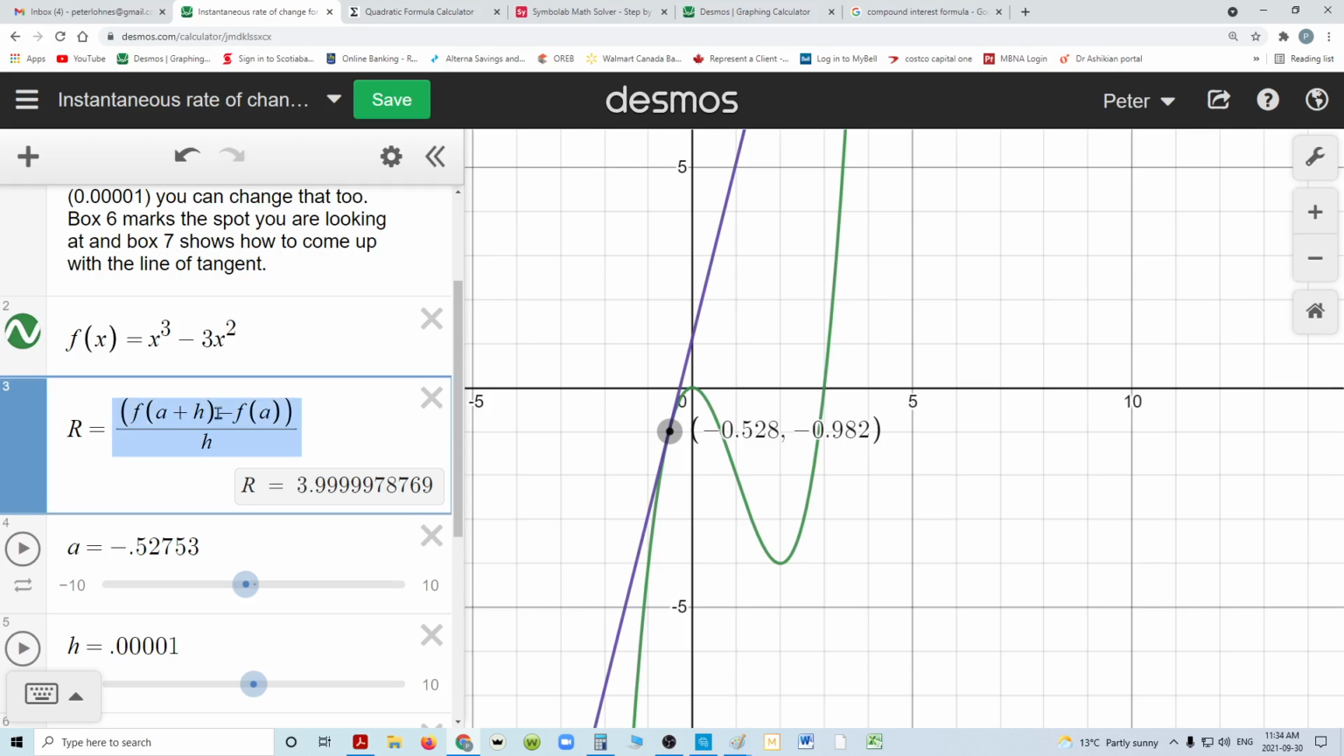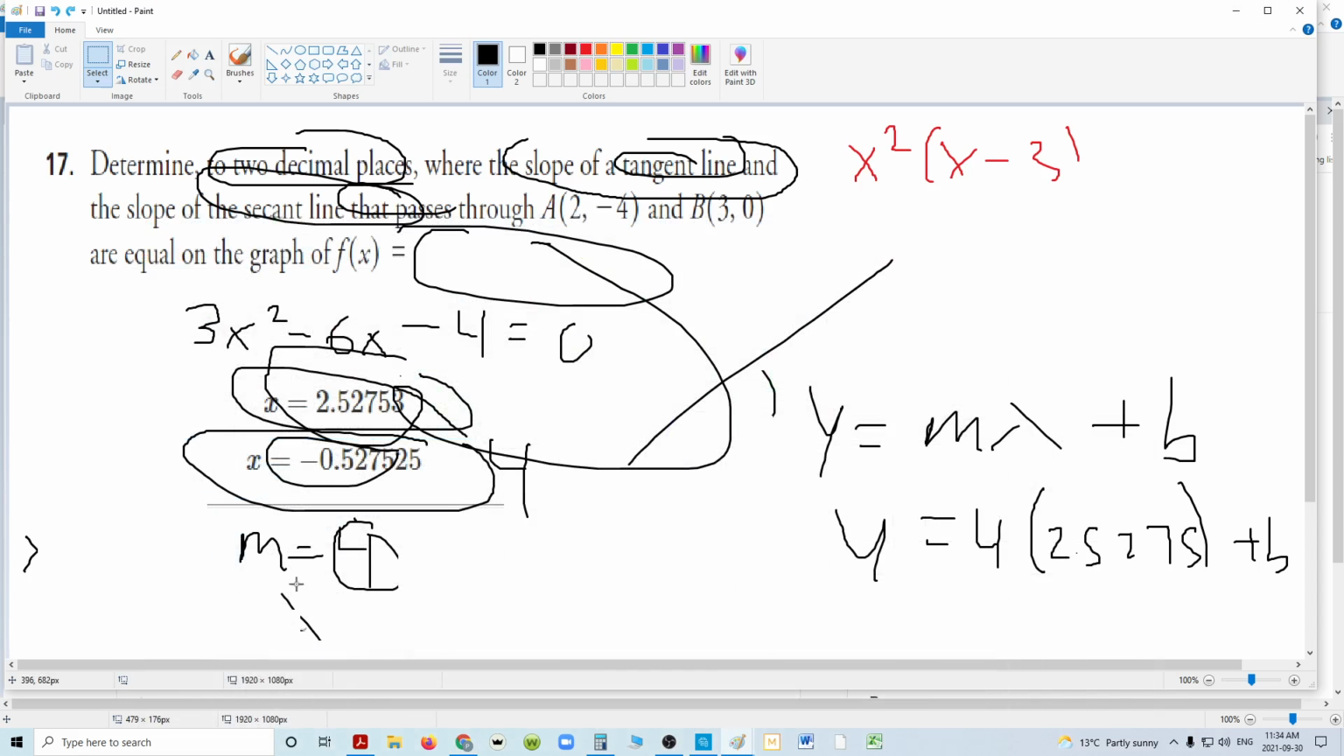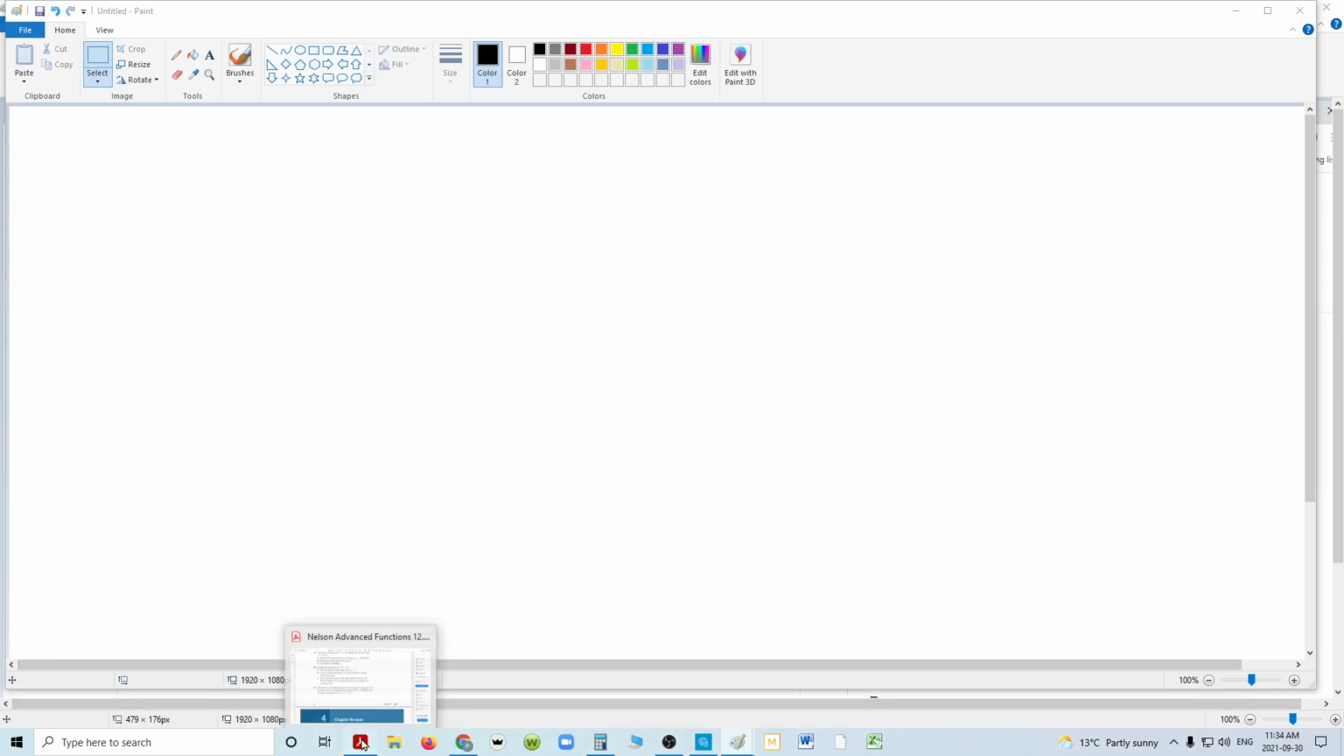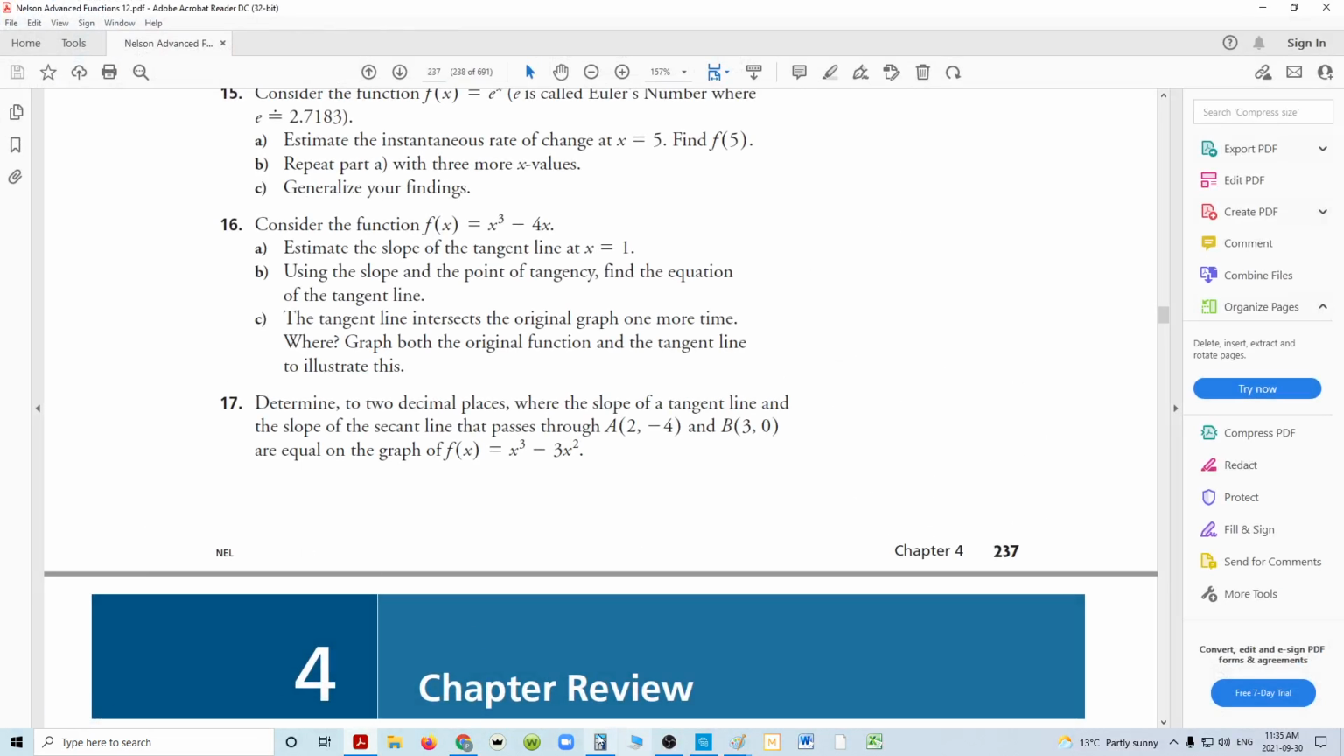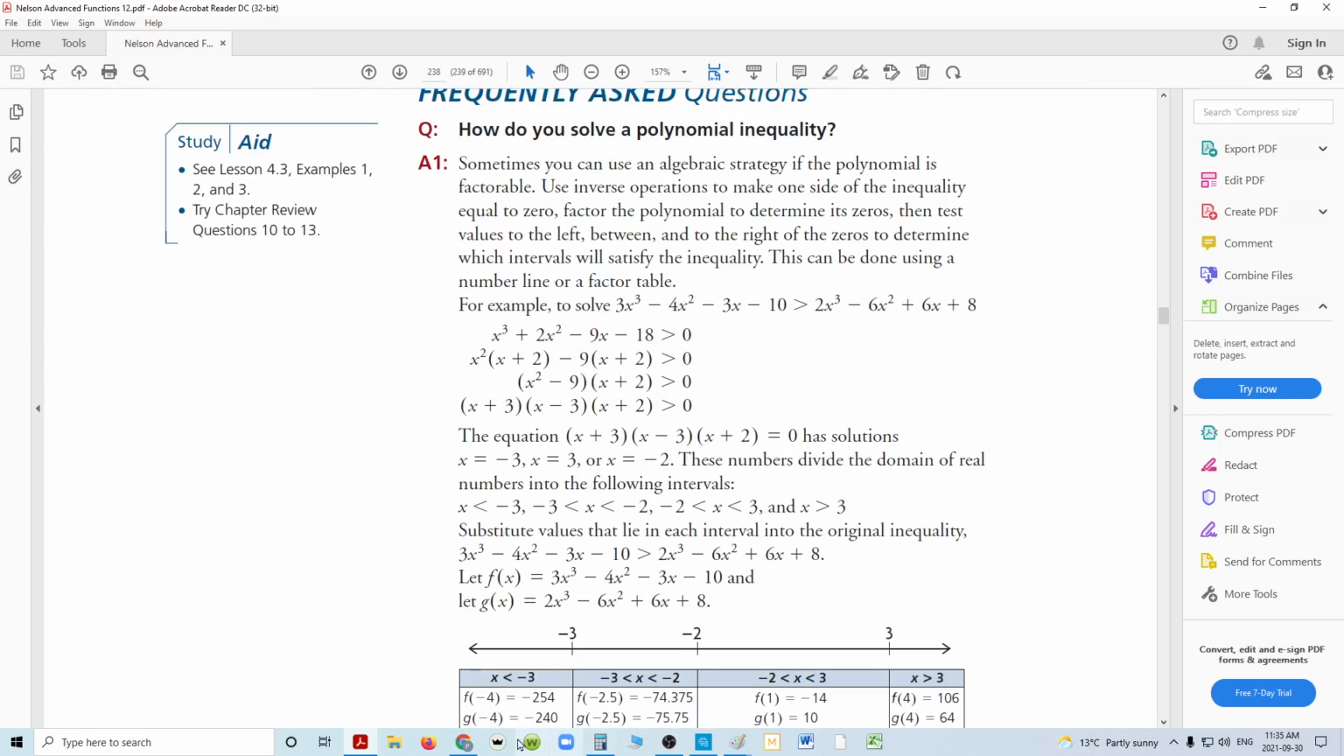You could replace this whole formula with the actual formula that we discovered. But anyway, this book chapter is very important in teaching you how to do these things and what it means. Chapter 4 review, we're all done chapter 4.